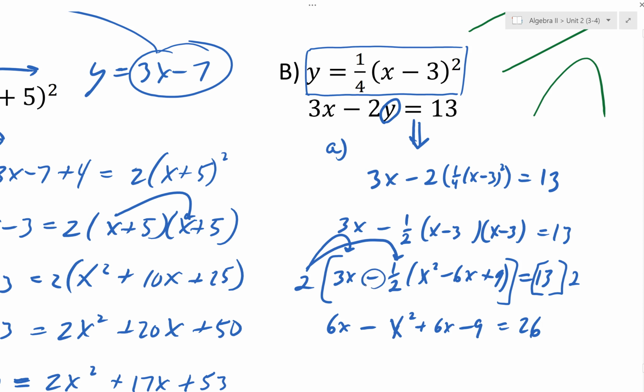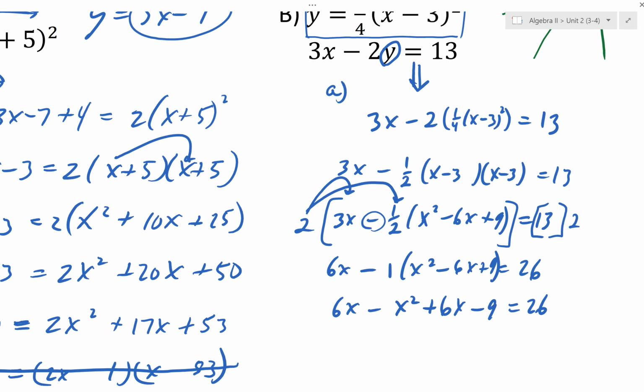We have a negative in front. When I multiply 2 times 1/2, I would get 1, right? So here, let me do it in 2 steps to make sure that everyone's clear on this. So that becomes negative 1 times x squared minus 6x plus 9. So then when I distribute the negative 1, I have 6x minus x squared plus 6x minus 9 equals 26. And so move everything to the left side or move everything to the right side, and we would have 0 equals x squared minus 12x plus 35.